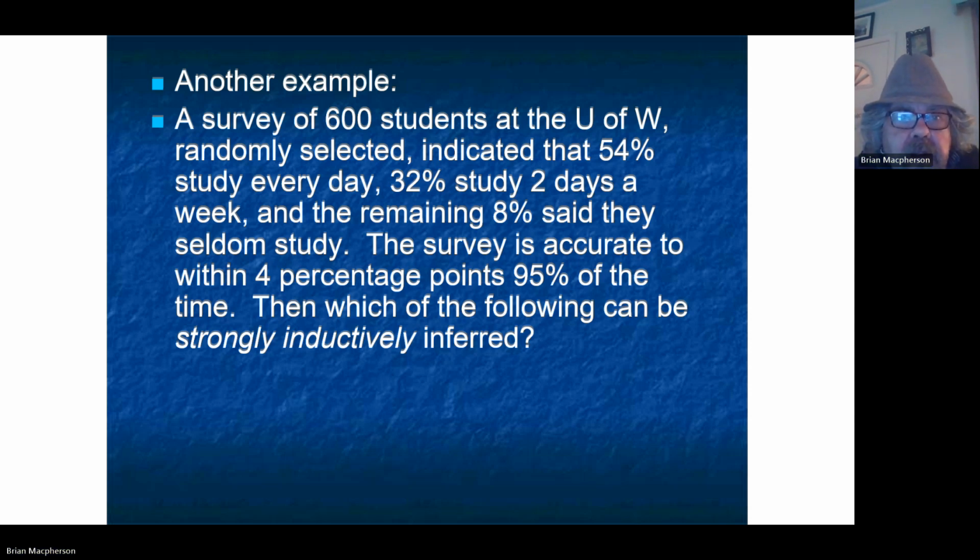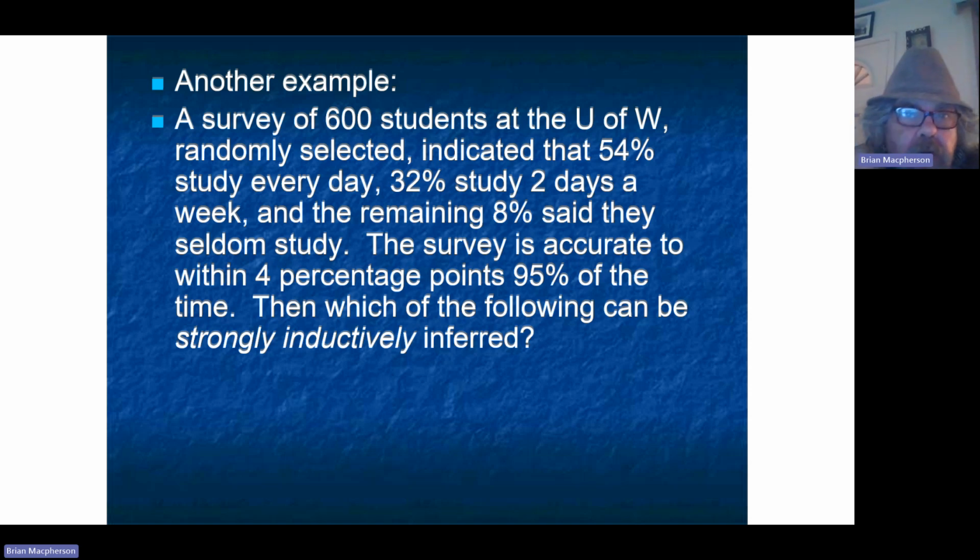32% study 2 days a week, and the remaining 8% said they seldom study. All right. Now, of course, you could say, well, then you can't really infer anything from that, because for all I know, everybody's lying to me, right? How do I know that the 54% study every day? And I admit that, right? That is a potential flaw. But let's say, for the sake of argument, that everybody's telling the truth. Okay, just for the sake of simplicity.